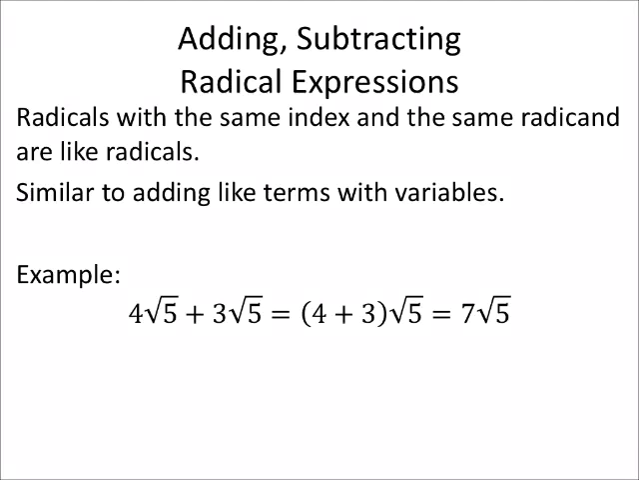Adding and subtracting with radicals is very much like adding terms with x's or variables. You have to have the same variable, so you can't add x's and y's. And they have to have the same power. So if it's x squared and you're adding another x, it has to be squared. And again, you can't add x squareds and y squareds because they're different.